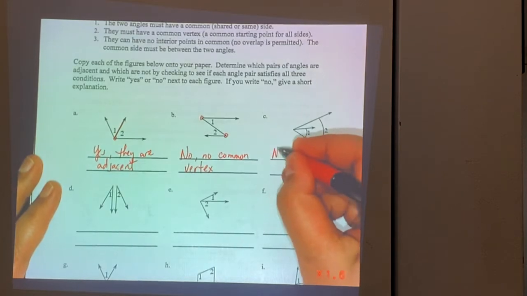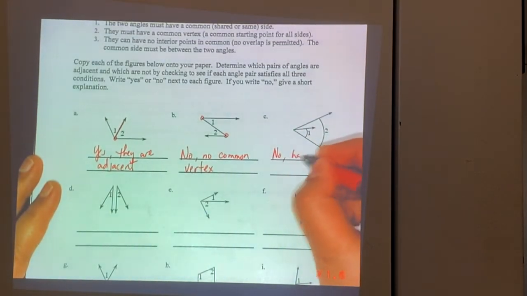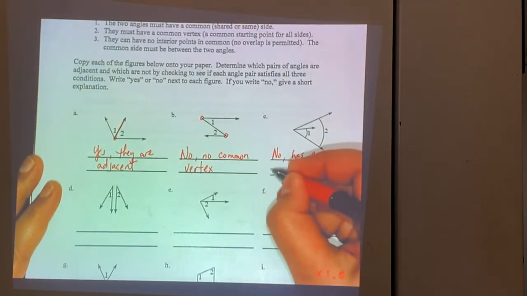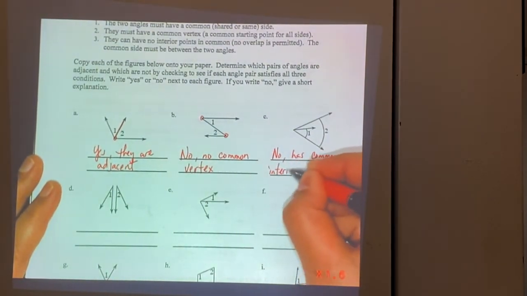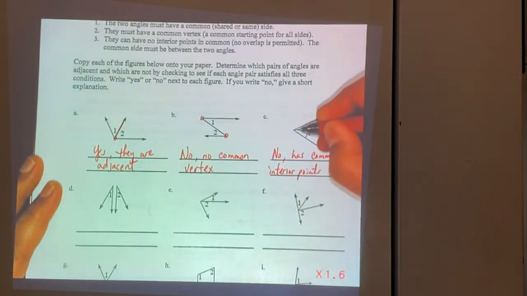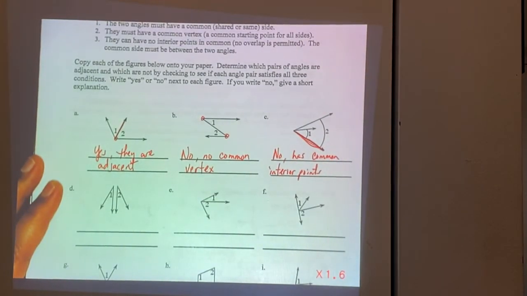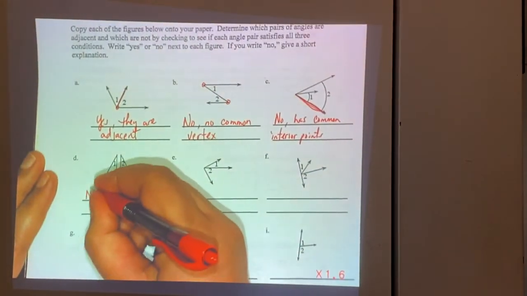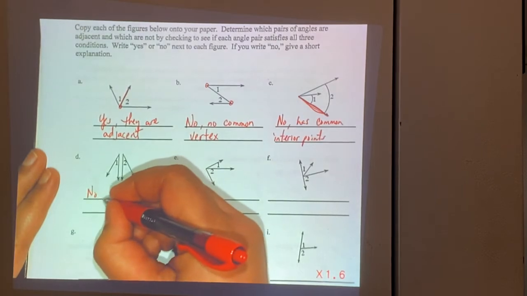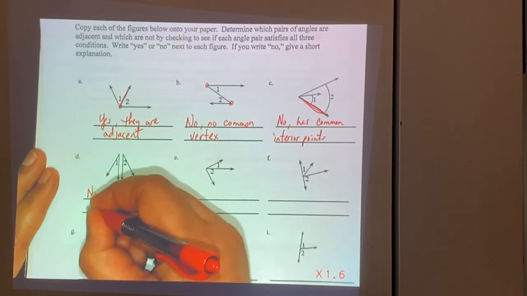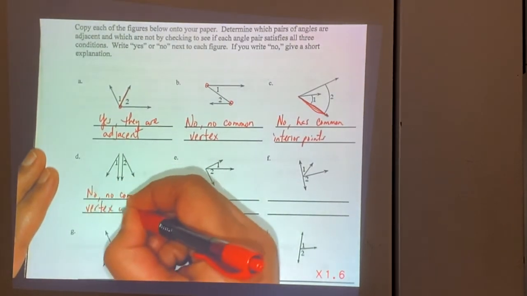Like it, letter C. This is no. Has common interior points. And the side that they share here is supposed to be between the 2 of them, and it's at the end. Okay. Look what's going on with D. This is a big fat no. No common vertex or side.